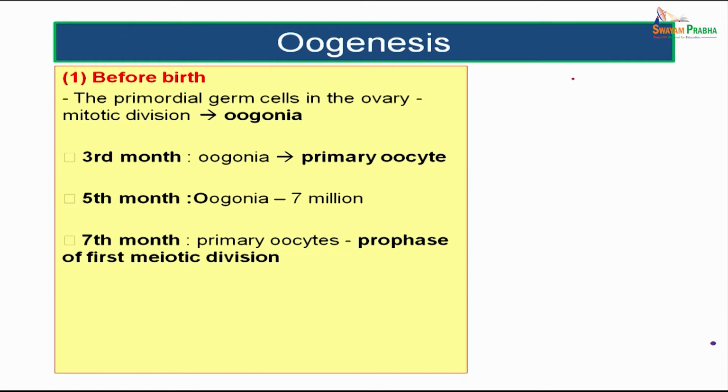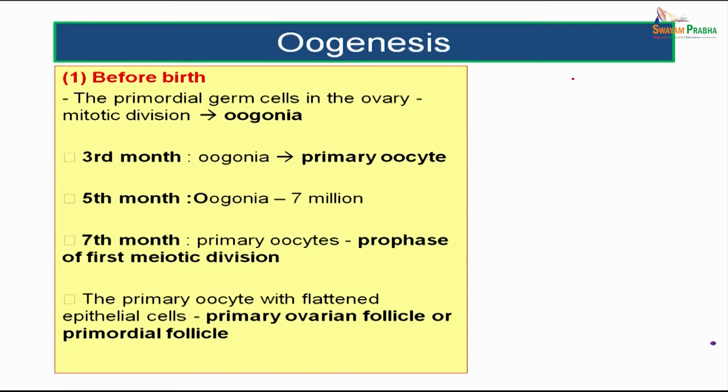The first meiotic division will start in the primary oocyte, but you have to keep one point in mind: though the first meiotic division starts before birth, it is not completed before birth or soon after birth, because it is arrested at a phase known as prophase. So, the reduction division, the first meiotic division, will start during the 7th month of the intrauterine period, but it will be arrested at prophase.